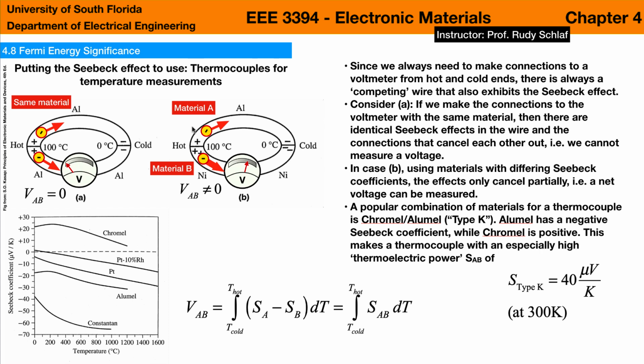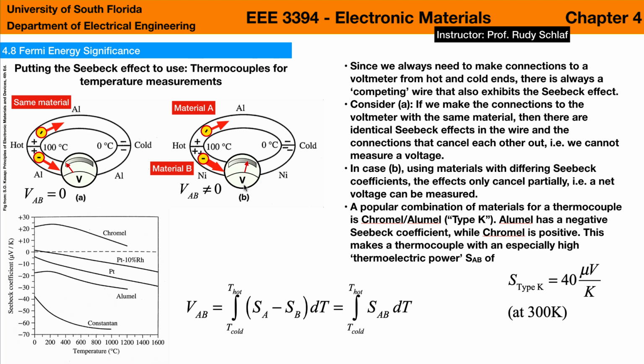The trick here is to make this junction with a different material. So let's say this here is aluminum, then we could use nickel wires to connect to the voltmeter, and because the Seebeck coefficient of nickel is different from the Seebeck coefficient of aluminum, we would get a different voltage in the aluminum than in the nickel, and so we could measure some voltage here on the voltmeter, which would be the difference between these two voltages. So a circuit like this here is called a thermocouple, and that's widely used for measuring temperatures.